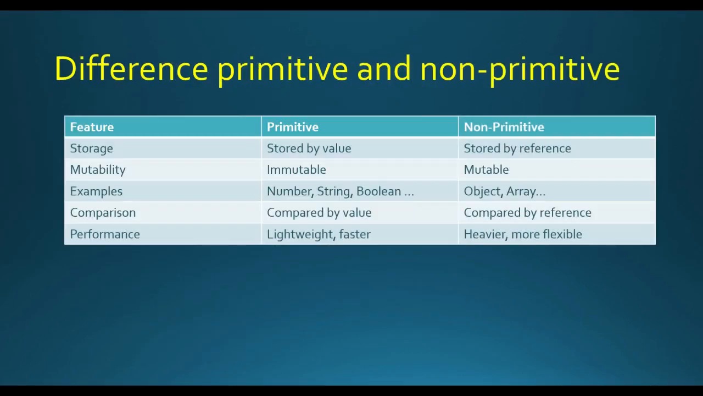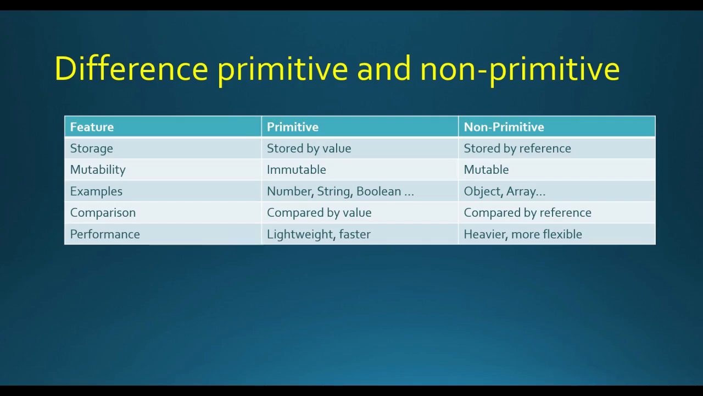Let's look at the key differences between primitive and non-primitive data types. Primitive data types are stored by value, while non-primitive data types are stored by reference. Primitive values are immutable, meaning they cannot be changed once created. Non-primitive values are mutable, so their contents can be modified. Examples of primitive data types include number, string, boolean, undefined, null, BigInt, and symbol. Examples of non-primitive data types include objects, arrays, and functions.